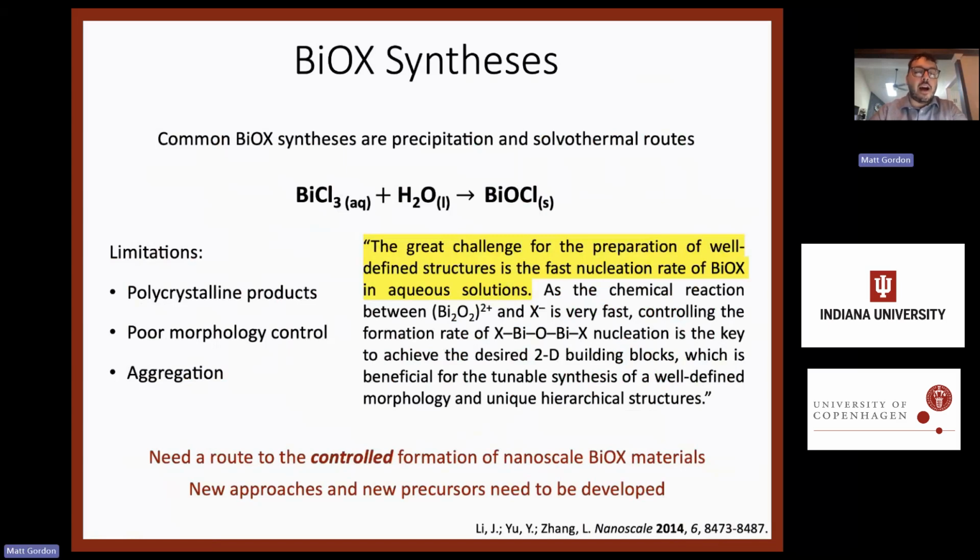And so to be able to make controlled nanomaterials of these bismuth oxyhalides, we need to rethink how we do these syntheses. In summarizing this, Lizhi Zhang's group wrote in a review, the great challenge for the preparation of well-defined structures is the very fast nucleation rate of bismuth oxyhalides in aqueous solutions. And so this great challenge became a main focus of my PhD work in trying to come up with unique ways to slow down that nucleation and growth rate.